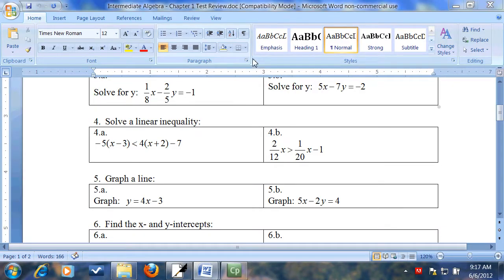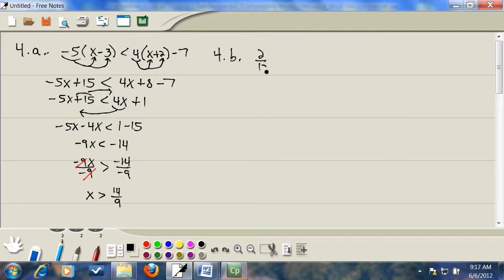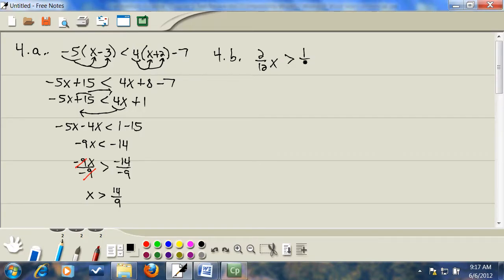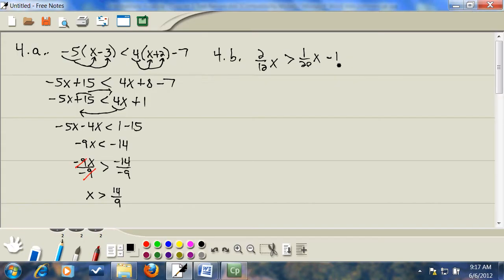Let's see, 4b, 2/12 x is greater than 1/20 x minus 1. First step, get rid of parentheses. Don't have any. Actually, let me simplify this fraction first. The 2/12 reduces to 1/6. I'm not sure if I actually simplified that in the PDF solution where I work this out, but I don't think I noticed that when we came up with the original problem.